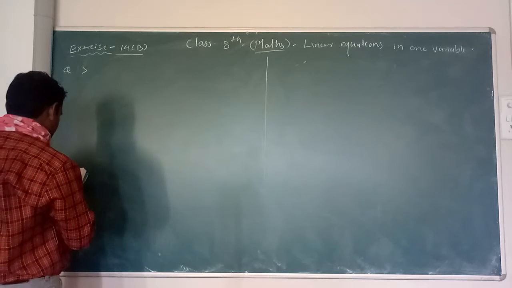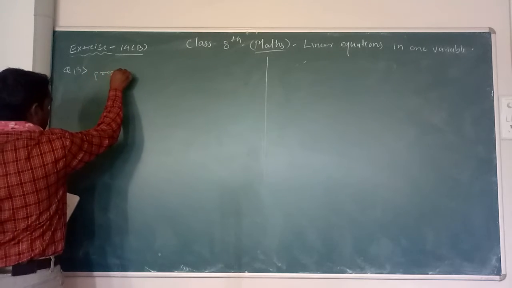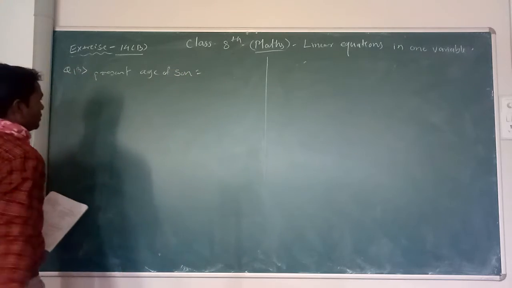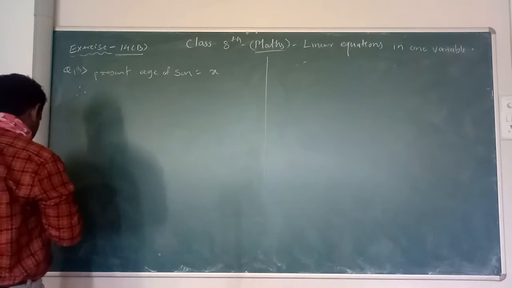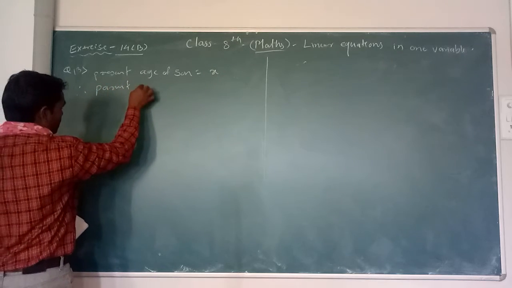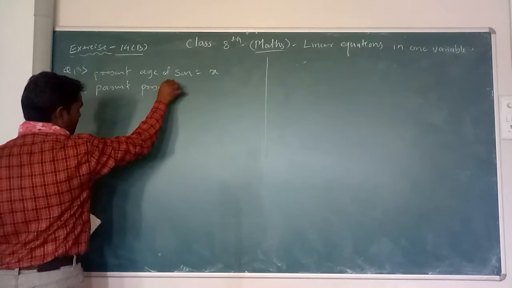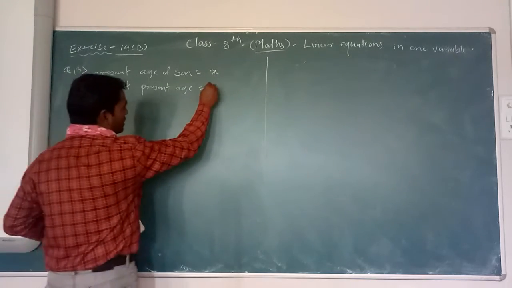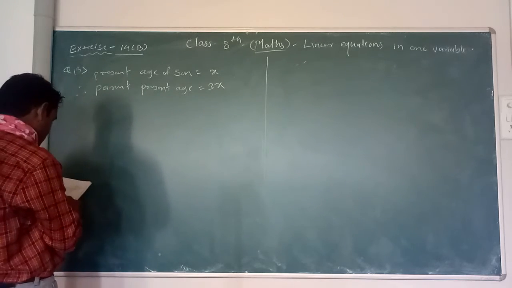So we will consider the present age of the son, which will be x. Therefore, the parent's present age will be 3 times, which is given in the question, 3 times of the son. 3 times of son is 3 into x, so 3x. Okay, you got the answer?